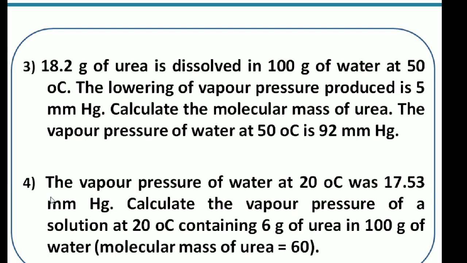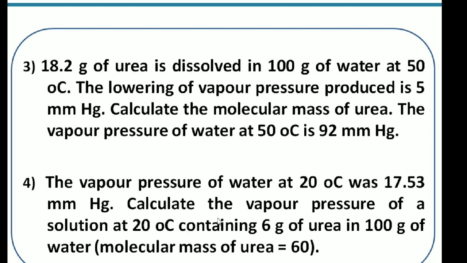So dear students, another problem on the lowering of vapor pressure concept is: the vapor pressure of water at 20 degrees centigrade was 17.53 mmHg. Calculate the vapor pressure of the solution at 20 degrees centigrade containing 6 grams of urea in 100 grams of water, and the molecular mass of urea is given as 60. In the problem, the vapor pressure of the pure solvent, water, is given as P0 equal to 17.53 mmHg, the weight of the solute urea is 6 grams, the molecular mass of urea is 60 grams per mole, and the mass of the solvent is 100 grams.